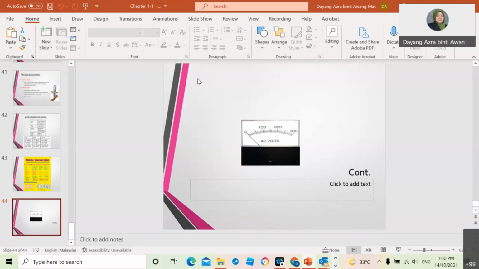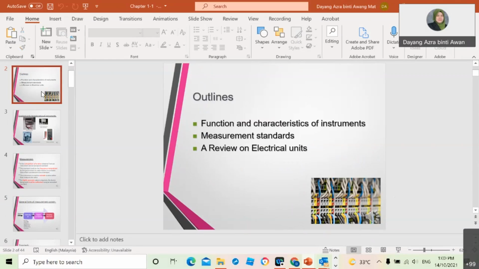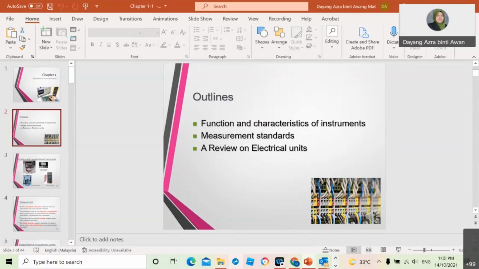So that is all for the introduction of the measurements and also the instrumentations. Any questions?